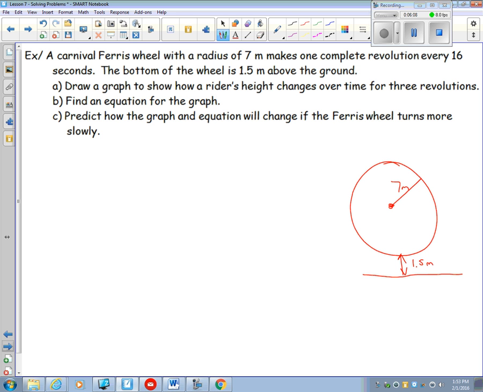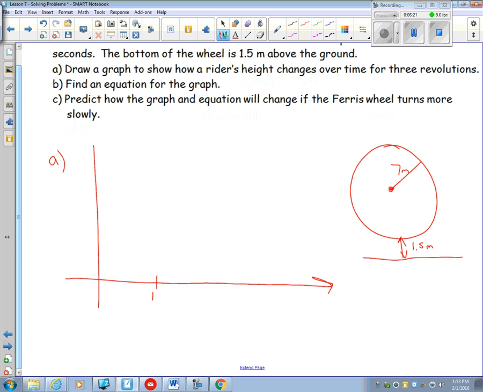Okay, what do they want us to do? Draw a graph to show how rider's height changes over time for 3 revolutions. Okay, I can do that. Make the graph. 3 revolutions. We know 1 revolution is 16 seconds. So 1, 2, we double that, we get 32. And 3, we get 48. And there's our time. Okay, what's happening? They get on the wheel at 1.5, right? It's above the ground. And how tall is that wheel?